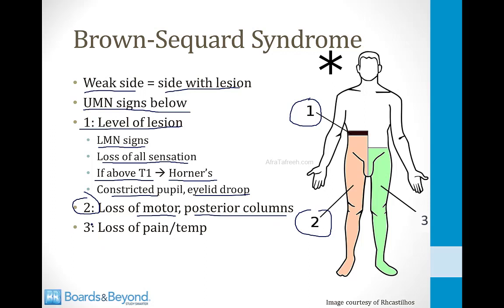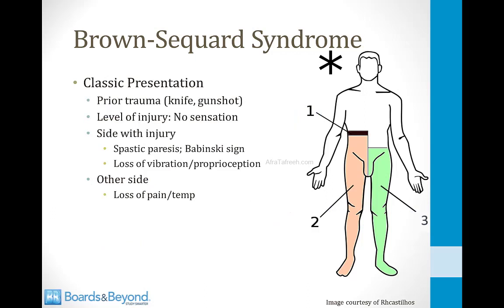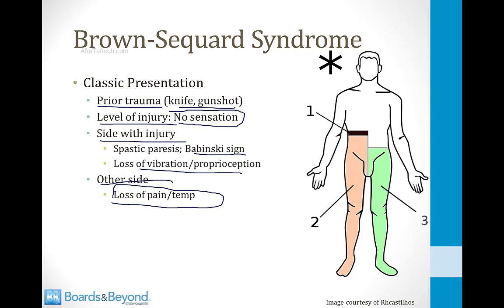And then finally, there is the third area, which is contralateral to the lesion shown over here on the picture. In this portion of the body, you will see loss of pain and temperature sensation. So the classic presentation is going to be someone with a prior trauma like a knife or a gunshot wound. At the level of the injury only, there will be no sensation on the affected side. On the side with the injury, there'll be spastic paresis below the lesion, there'll be a Babinski sign, and there'll be loss of vibration and proprioception. And on the opposite side of the body, there'll be loss of pain and temperature.